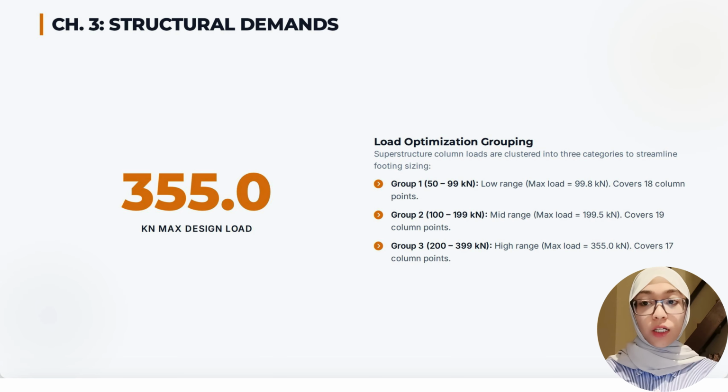And then group 2, loads between 100 and 199 kilonewton with a maximum load of 199.5 kilonewton. It covers 19 column foundations. Group 3 consists of loads between 200 and 399 kilonewton with a maximum load of 355 kilonewton. It also covers 70 column locations. So this grouping helps standardize the footing design and makes the design process more efficient.